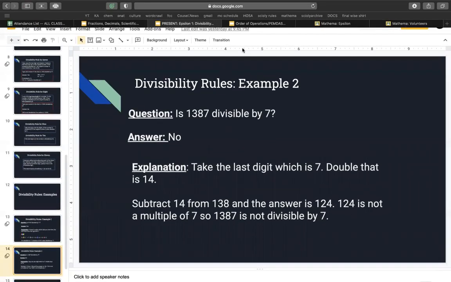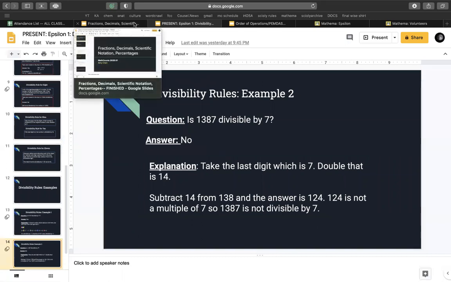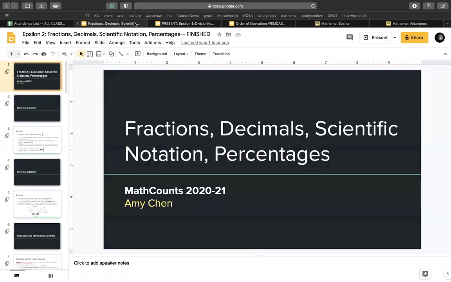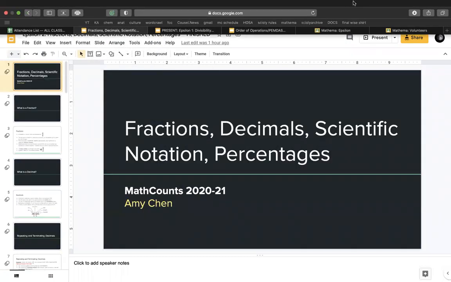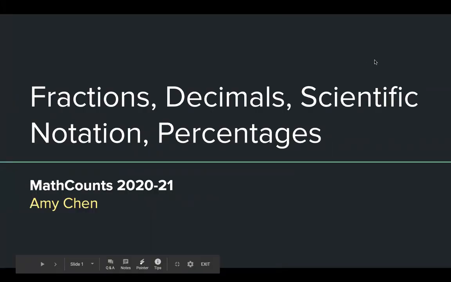Okay. Now, we're going to post these slides in the classroom. There are some more problems with explanations which you guys can work through if you're still a bit confused, but we really need to get through this next topic because it's incredibly important. All right, so we're just going to start on this. Fractions, decimals, scientific notation, and percentages.